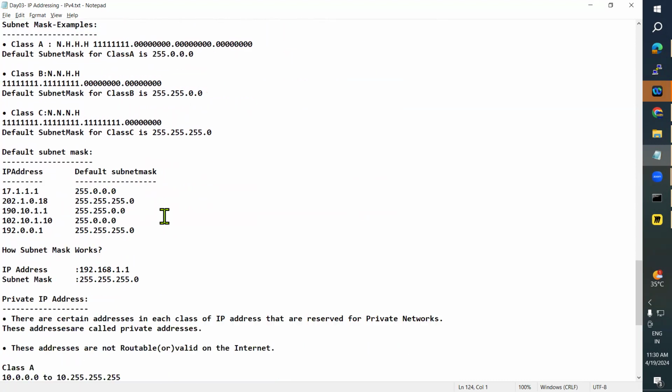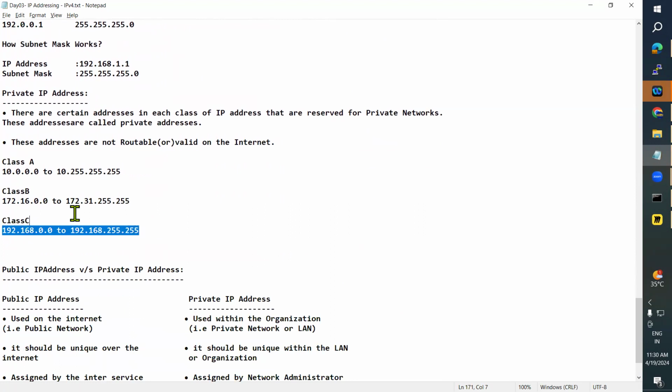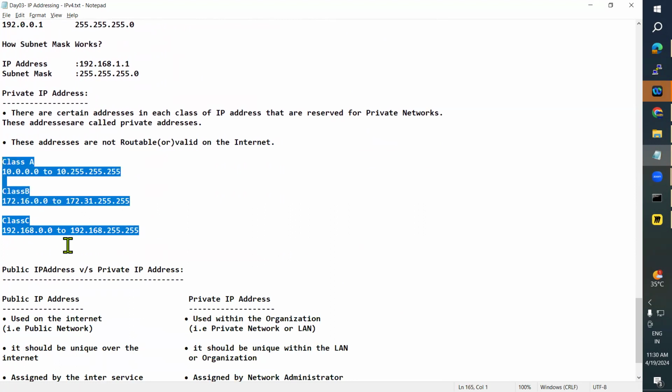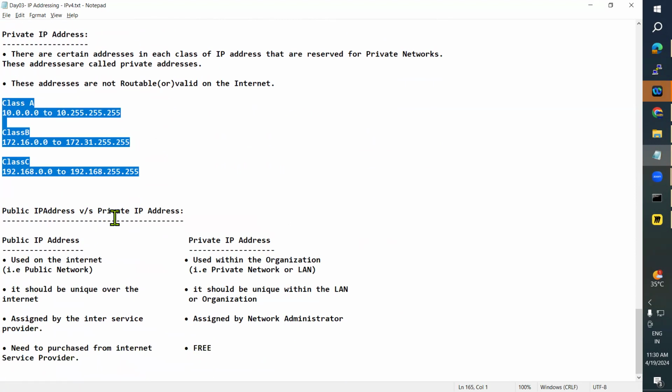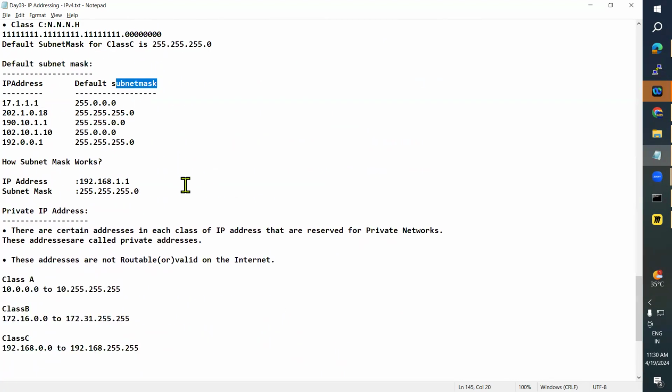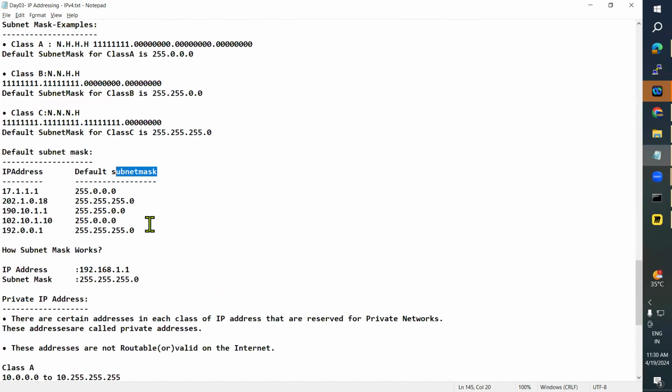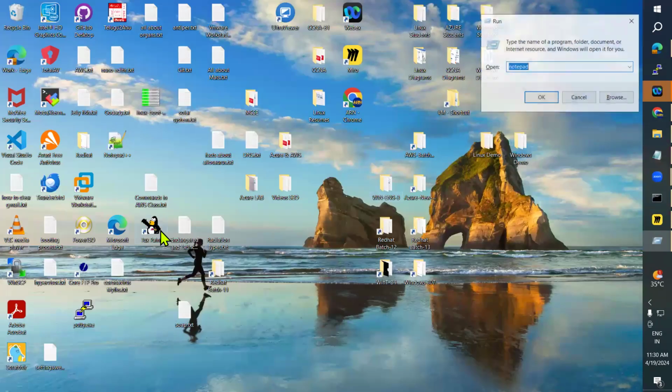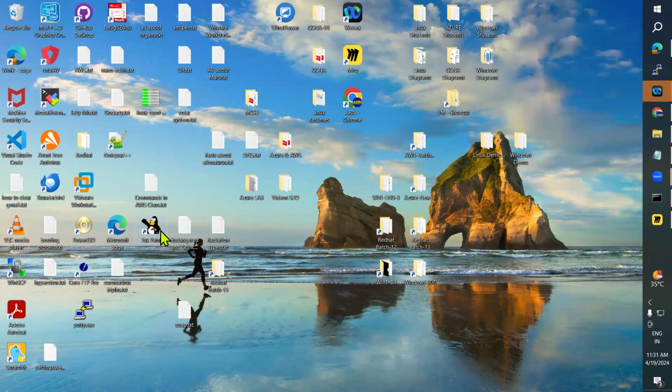So coming to subnet mask. What is subnet mask? So these are the private IP address ranges. Coming to subnet mask, what is subnet mask? Subnet mask is to make the system understand which part of the IP address is the network. Let me show you something. ncpa.cpl.